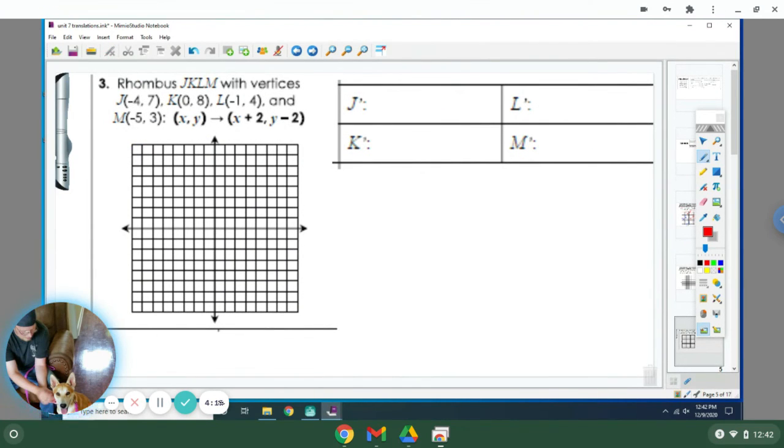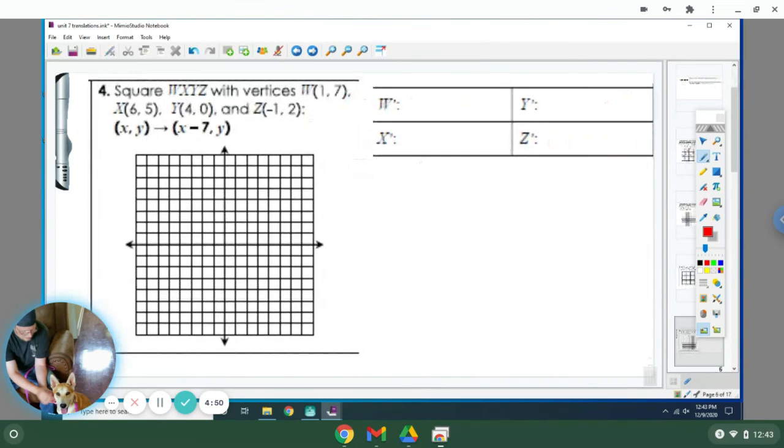Rhombus JKLM, and they're going to add 2, minus 2. So X plus 2, so -4 plus 2 is -2. 7 minus 2 is 5. K is 0 plus 2 is 2. 8 minus 2 is 6. L will be -1 plus 2, which will be 1. 4 minus 2 is 2. M is -5 plus 2 is -3. And 3 minus 2 is 1.